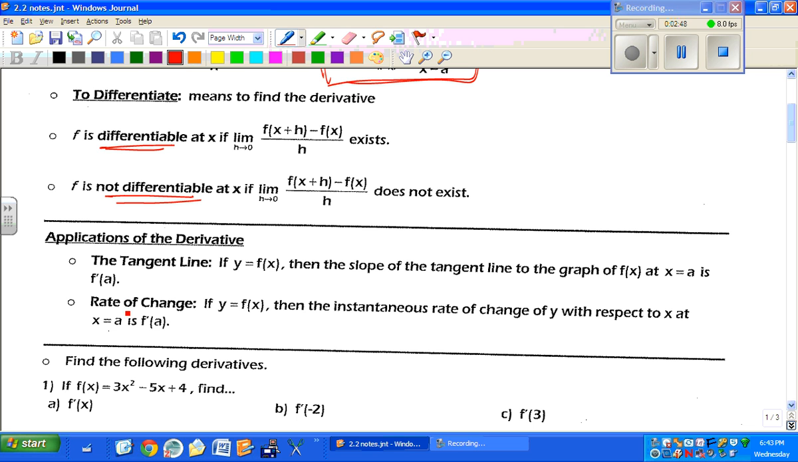Gives us an instantaneous rate of change. If y equals f of x, then the instantaneous rate of change of y with respect to x at x equals a is the derivative of f of a. So we've talked about this already, but slope of the tangent line, instantaneous rate of change. That's what the derivative gives us. The derivative gives us both of these things. Right, the slope of the tangent line, instantaneous rate of change are kind of one and the same, and the derivative gives us that value.